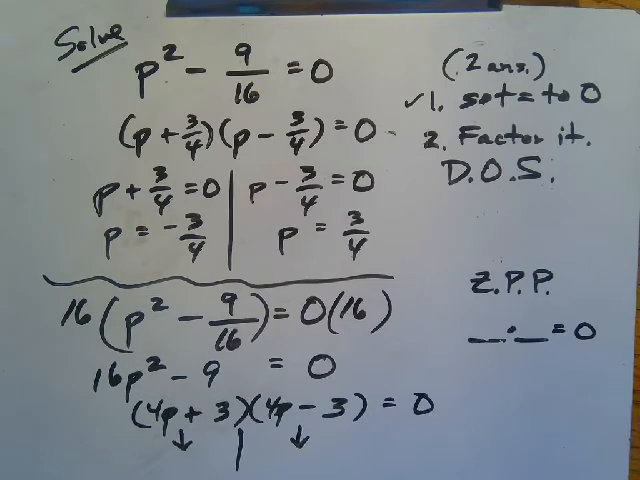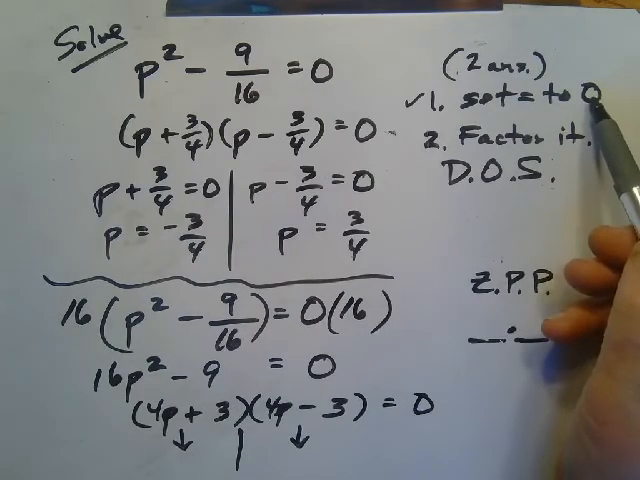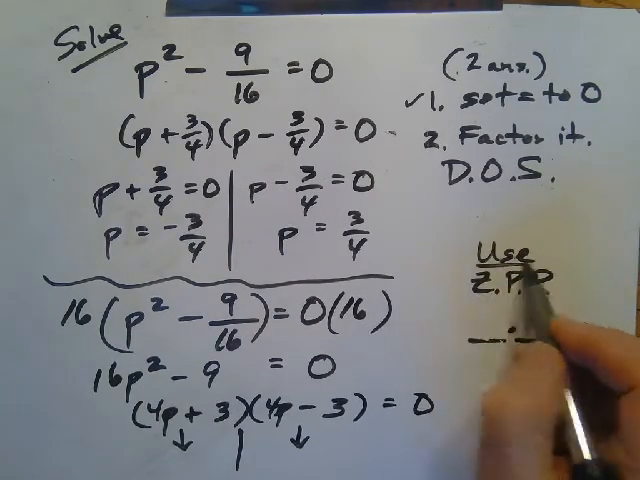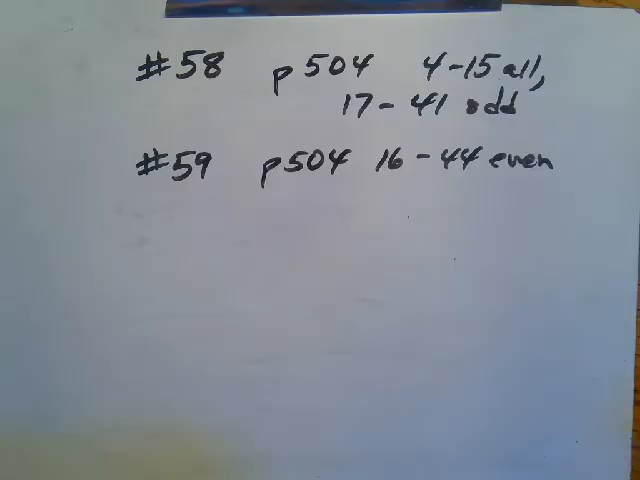All right, here's your assignment for tonight and the next night. You may get 2 answers on some of these, you may get 3, but you're going to get at least 2 or 3. Make sure you set them equal to 0 first and factor it, and then use the zero product property. Make sure you factor thoroughly. Here's your homework.